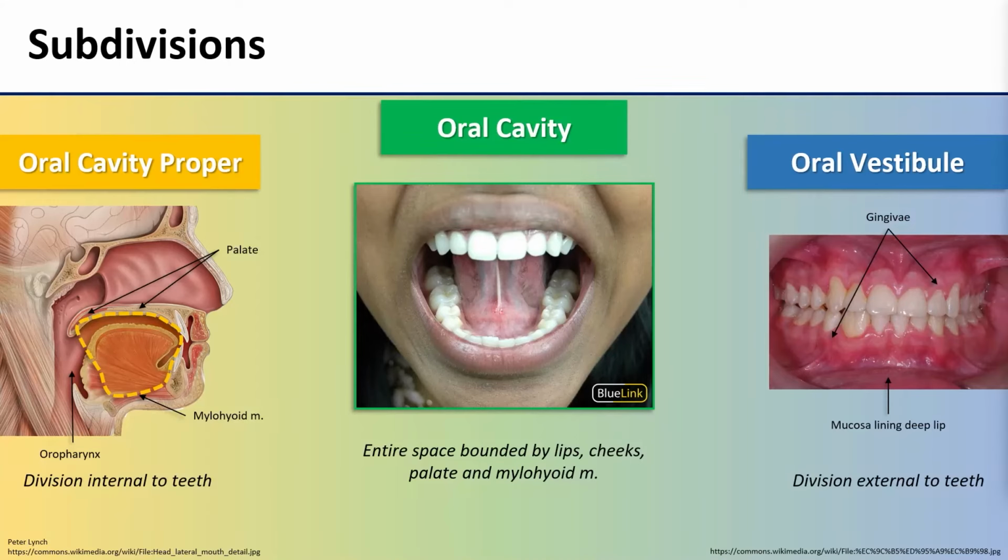Right, the oral cavity is a relatively large space. So when we're talking about it, we're going to break it down into some smaller subdivisions based on the position of the teeth. The portion of the oral cavity internal to the teeth is the oral cavity proper. So that's the portion in yellow here. And this is going to include the tongue. All right, so that's our biggest area. The other is the portion external to the teeth, shown in blue here, and that is the oral vestibule. And that is simply that empty space between your teeth and gingiva and the surrounding lips.